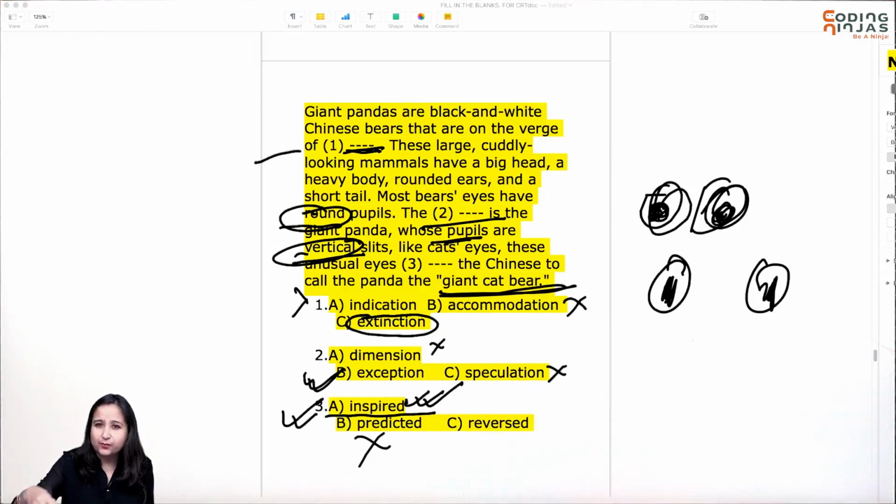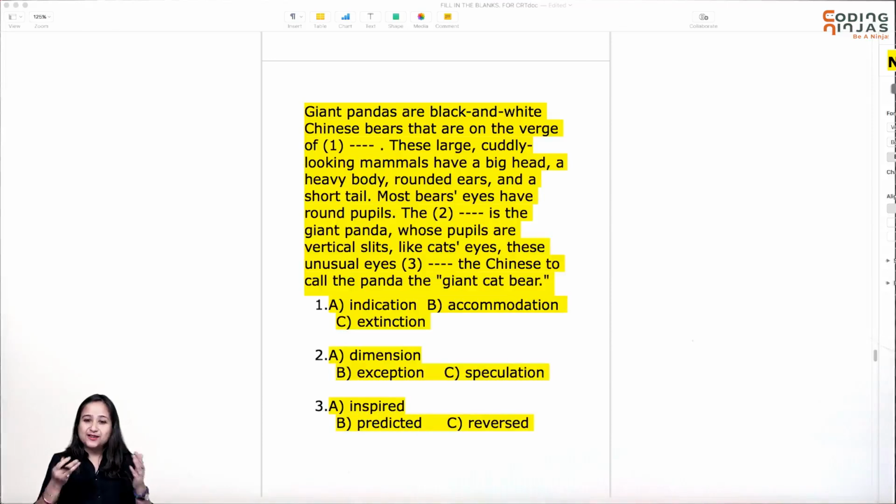Predicted the Chinese? No, the Chinese are inspired by the look of the panda's eyes. Their eyes look like cats' eyes. So they were inspired by their look to call them the giant cat bear. Reversed and predicted are wrong options here. So these are simple questions. If you understand the logic, they are very easy to answer.